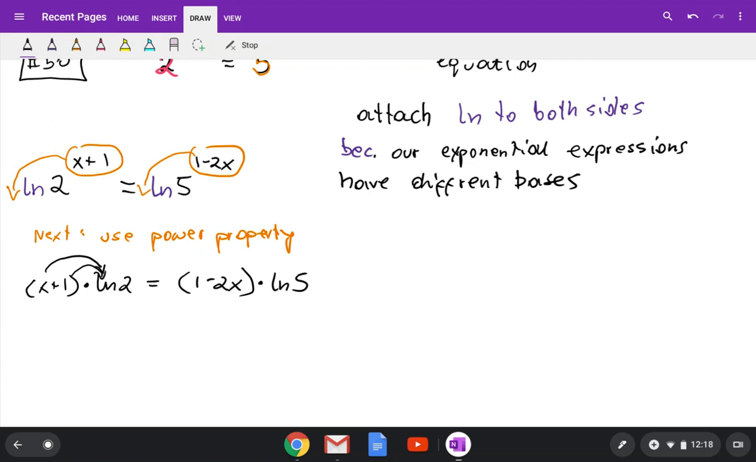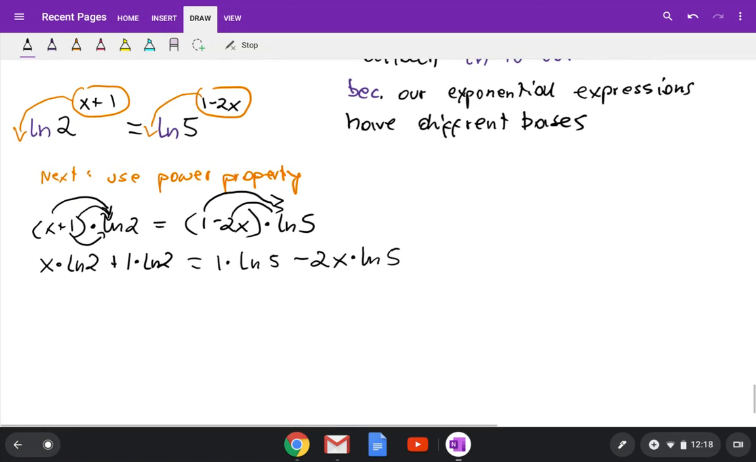So this is the same as x times ln of 2 plus 1 times ln of 2. Okay, so don't forget that when you multiply an expression by a log, you're putting that as a coefficient of the log. Equal, here we're also going to distribute. This is 1 times ln of 5 minus 2x times ln of 5.